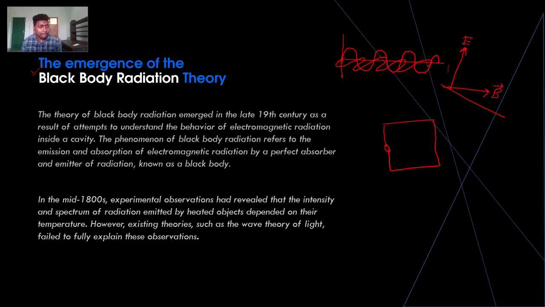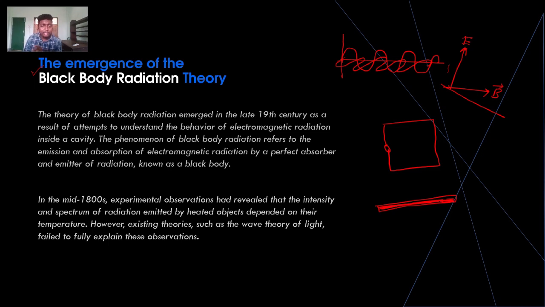Okay, so in the mid 1800s, experimental observations revealed that the intensity and spectrum of radiation emitted by heated objects depend on their temperature. We know that suppose this is a rod, this is a metallic rod. When you start heating the rod, the rod's temperature starts to rise slowly. It's not that at an instant the temperature rises. Now we know that heat is a form of energy. If the rod is at low temperature, that means the energy of the rod's body is lower as compared to the rod's body when it is completely heated.